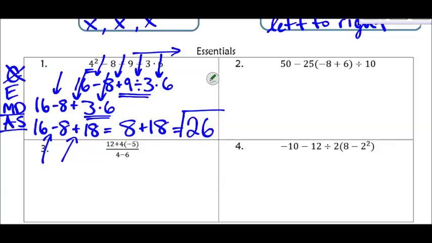It really is just about being meticulous and working through GEMDAS in the correct order, taking your time, showing all of your steps, and just being careful.